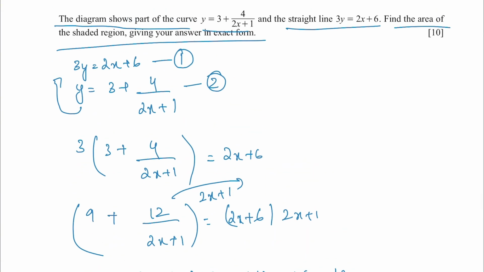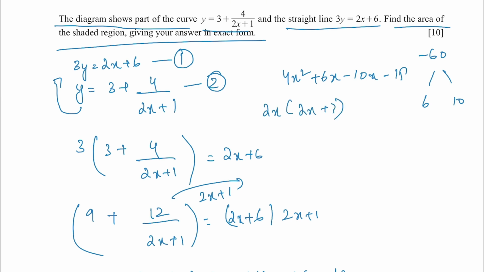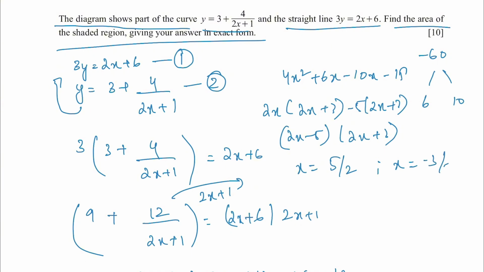This would be 4x squared plus 6x minus 10x. This is our negative 60, and the factors are 6 and 10. So we'll be taking 2x as common. We'll get 2x plus 3 over here. Then negative 5 common, and we'll get our 2x plus 3 again. This would be (2x minus 5)(2x plus 3). So we get our answers as x equals 5 over 2 and x equals negative 3 over 2.